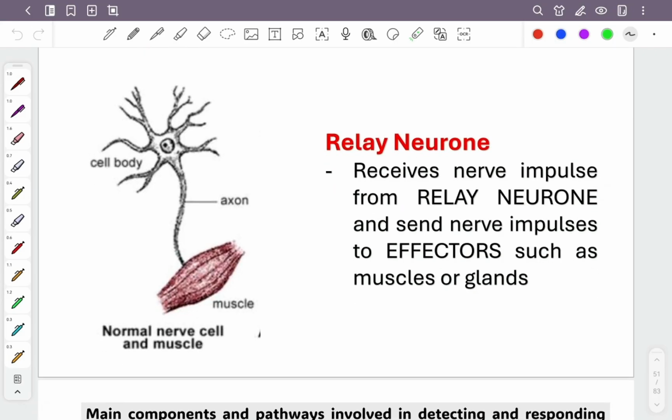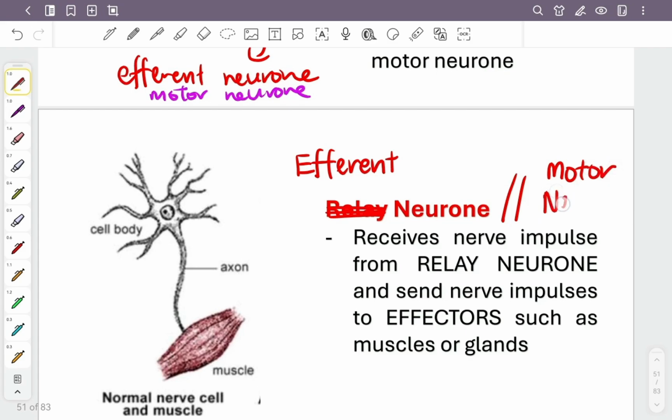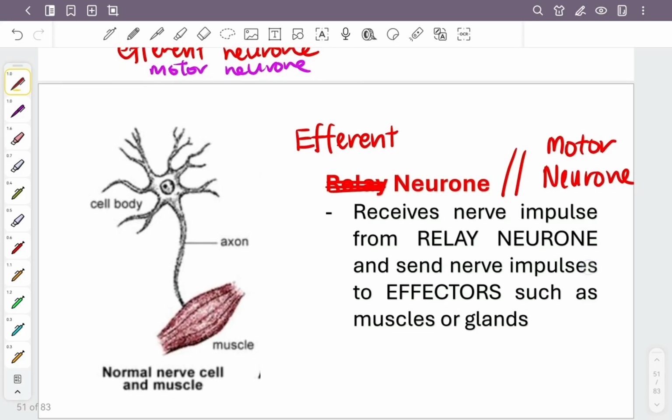So this is not relay neuron. Sorry, I wrote the notes wrongly. This is the efferent neuron, or motor neuron. So I'm going to correct this label. I'm sorry for the mistake.